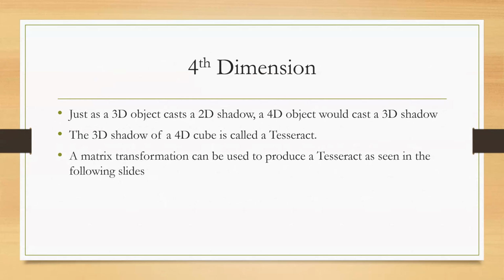Before taking a dive into fourth dimensional objects, it is important to understand two basic characteristics of this dimension. The first is that just as a 3D object casts a 2D shadow when light is shined upon it, a 4D object would cast a 3D shadow when light is shined upon it. And the second is that the 3D shadow of a 4D cube is called a tesseract. The matrix transformation to reduce this shape will be seen in the following slides.